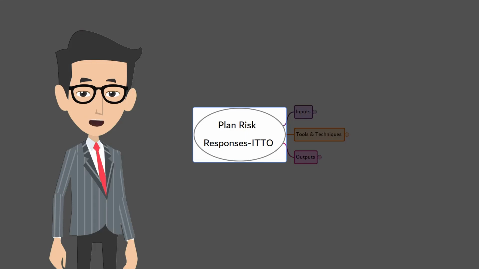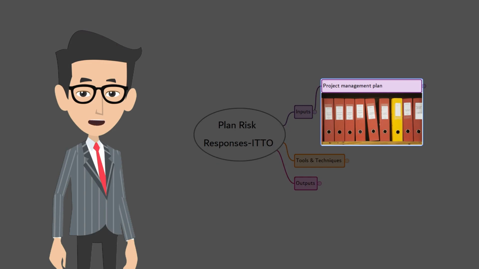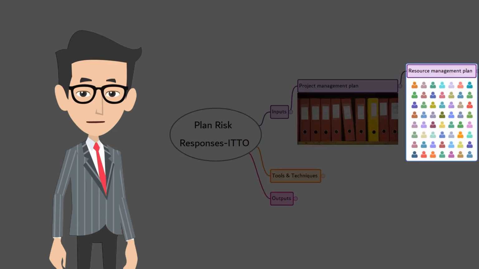Let's discuss the ITTOs. First, the inputs. In that, the first one is the project management plan. There are three. Resource management plan.